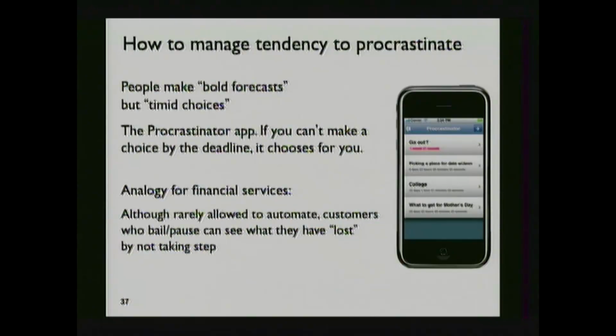But when we recognize that people are really ambitious in the future, but really lame on the execution, you can say, how can we help you? Dan Ariely released the procrastinator application. You say, I need to pick a gift for my mom by 3 days before Mother's Day. And if you haven't chosen, it chooses for you. It just says, flowers for mom, boom, it's done. We try to do this to ourselves, but it's clearly going to be something where we delegate more. And analogous with financial services, it's not.